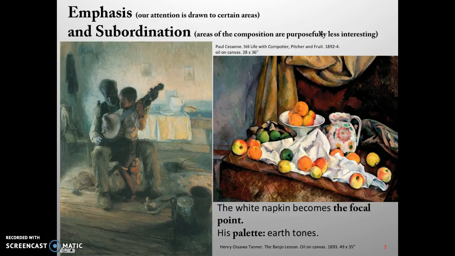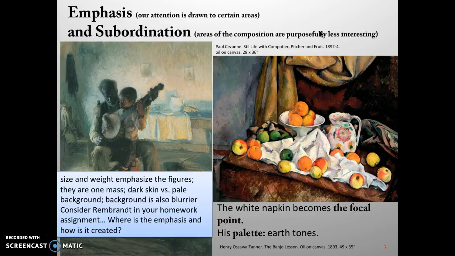For Cézanne, you might look at the bright colors of the fruit and the white of the napkin against the much more muted colors in the background. So size and weight can contribute to emphasis. Value can contribute to emphasis.